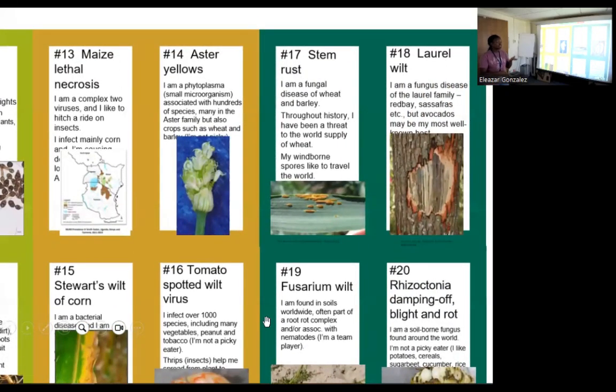17, stem rust. So a rust is caused by fungi, and it's a fungal disease of wheat and barley. Throughout history, I have been a threat to the world supply of wheat. My wind-borne spores like to travel the world. So just a little fact about rusts.